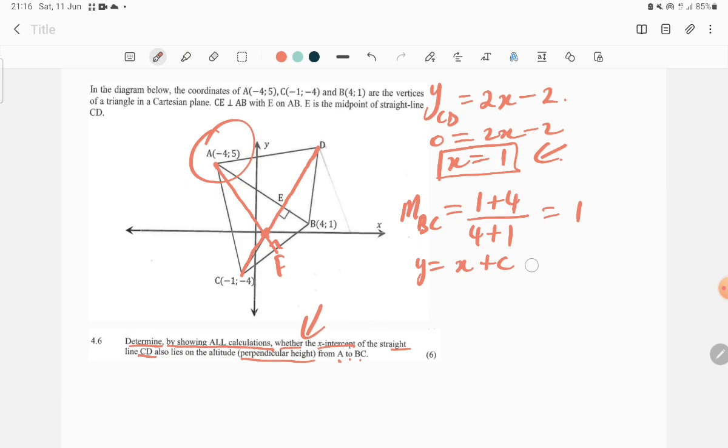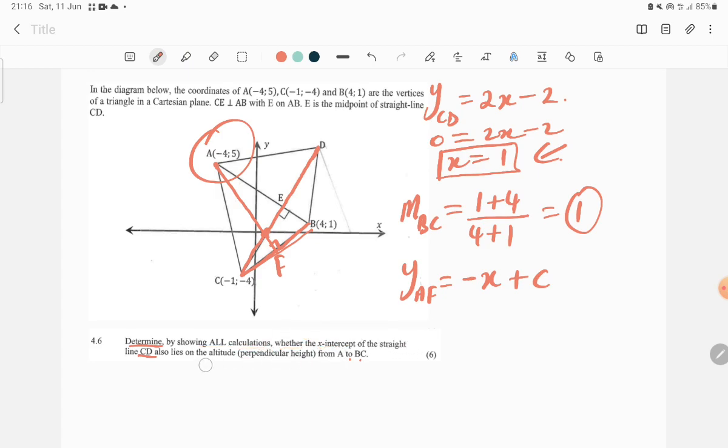For now, what are we having? First of all, let's find the gradient of BC. The gradient of BC is that, which means the equation of AF, the gradient of it is going to be -1, remember, because this line is perpendicular to BC, of course. So if the gradient of BC is 1, then therefore the gradient of AF is -1. So we have that kind of situation now.